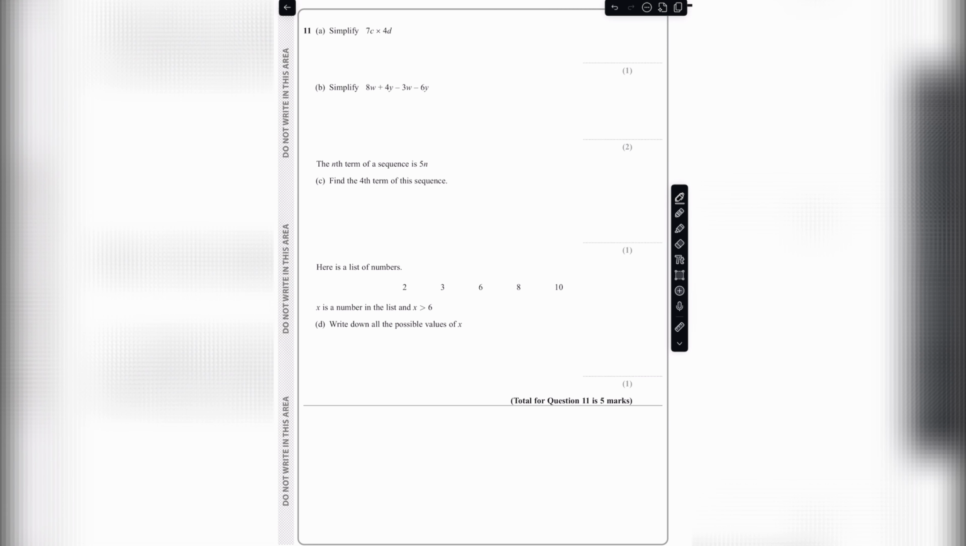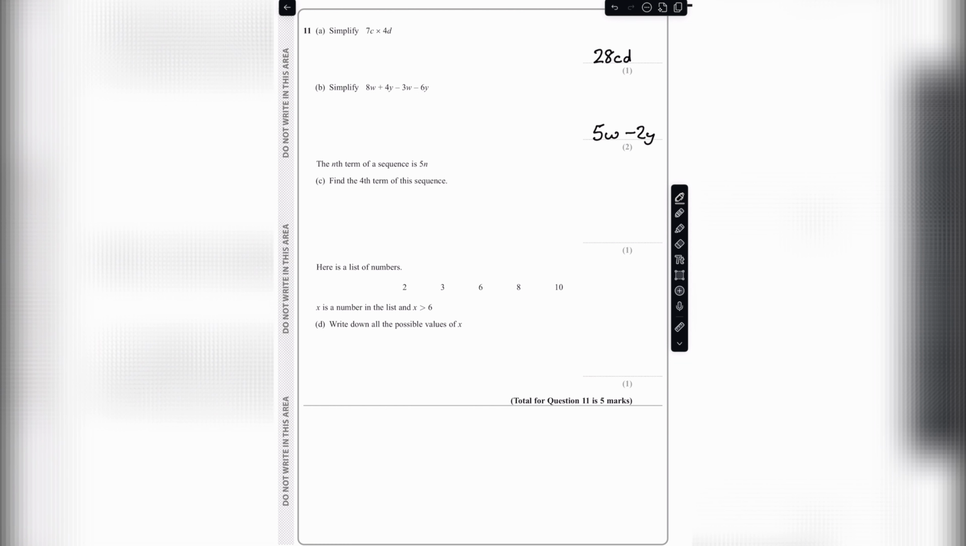In the first part of question 11, we are told to simplify 7c times 4d. So 7 times 4 is 28, and c times d is cd. In the second part of this question, we are told to simplify this expression. So the first thing we need to do is focus on the w terms. So 8w minus 3w is 5w, and 4y minus 6y is minus 2y.